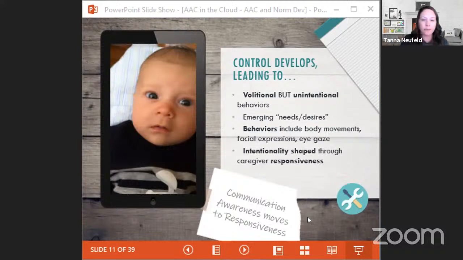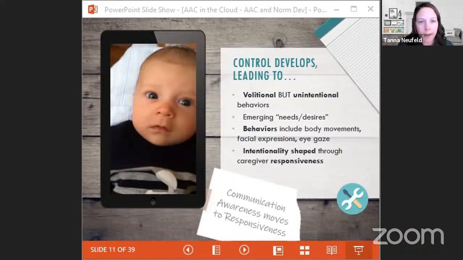So the responsiveness from the caregiver in this stage and the previous is what's going to shape intentionality, right? So as the baby's developing control and producing intentional behaviors, intentional movement, the caregiver is going to continue to assign meaning to those movements and shape intentionality through responsiveness, right? Also, the baby is going to start to be more responsive, and that's what you're going to see here. With more control comes that volley that happens in this very early stage.